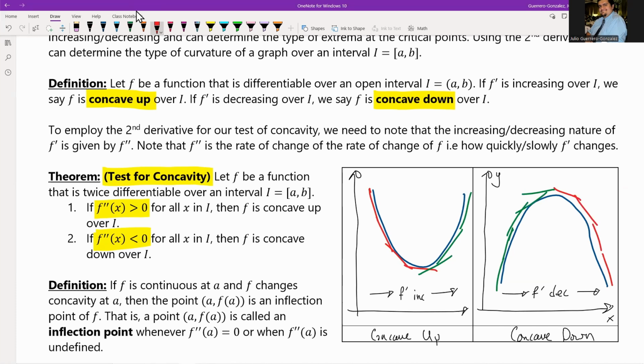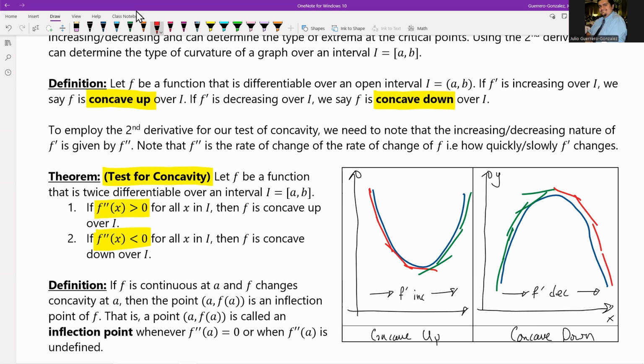Whenever that happens, we have something called concave down. That's how we do the test for concavity. Suppose we have a function that is twice differentiable over an interval (a, b). If the second derivative is bigger than 0, meaning the first derivatives are increasing, then we have something that is concave up. And if f double prime is less than 0, so the f primes are decreasing, then we have a concave down graph.